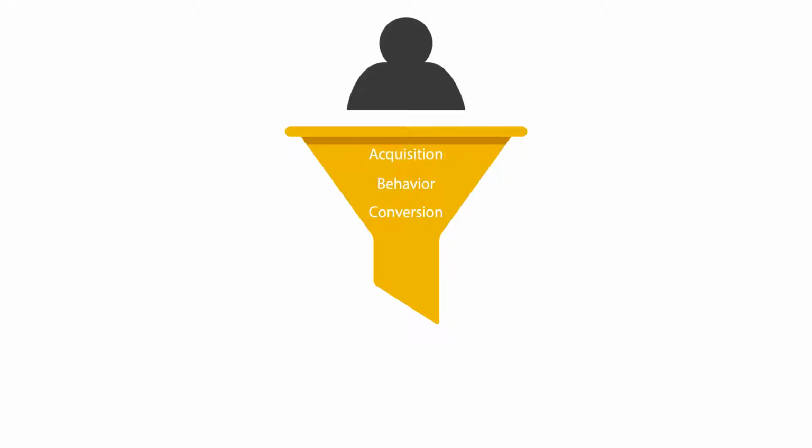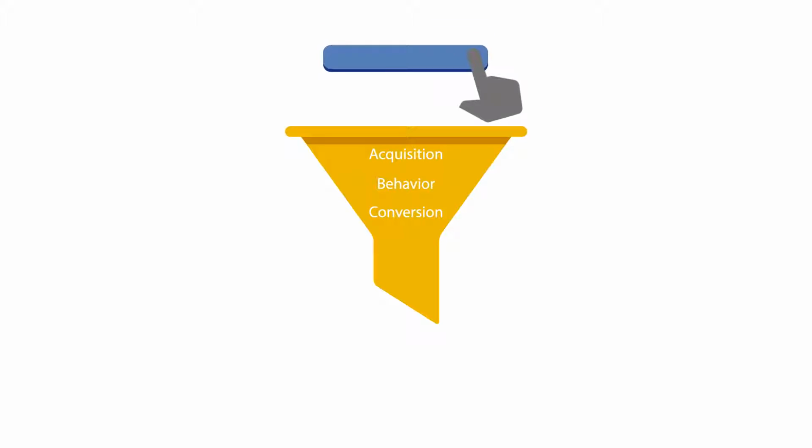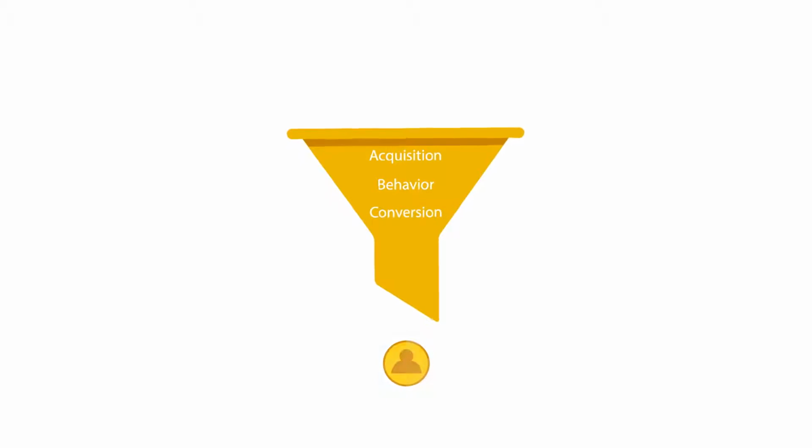Acquisition involves building awareness and acquiring user interest. Behavior is when users engage with your business. And conversion is when a user becomes a customer and transacts with your business. In the offline world, this process can be hard to measure. But in the online world, we can measure many different aspects of the funnel using digital analytics.